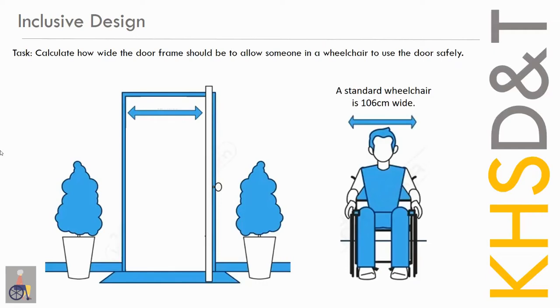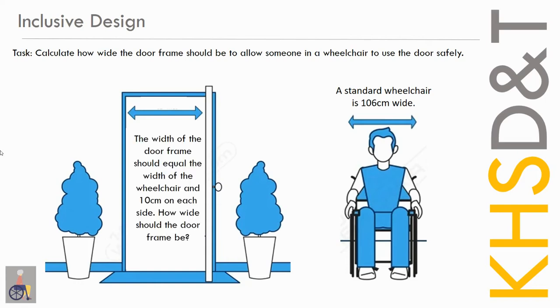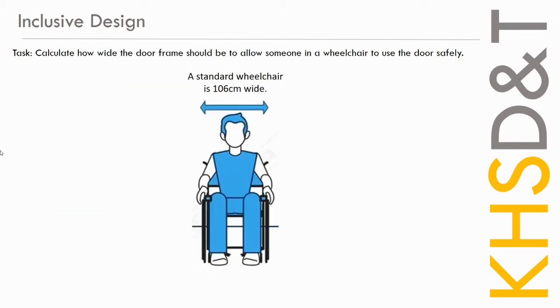Okay, so we're just going to do this one together. It's a nice simple one. We've determined which door is suitable for the handle height, and now we're going to work out how wide it should be. A standard wheelchair is 106 centimeters wide. The width of the door frame, according to standards, should be 10 centimeters on each side of that 106 centimeters. So we've got the 106 of the wheelchair, 10 centimeters of free space on one side and 10 centimeters on the other side. We're interested in that total width.